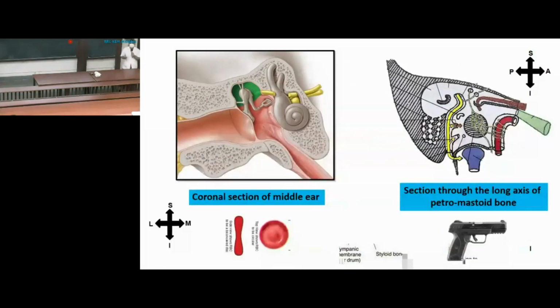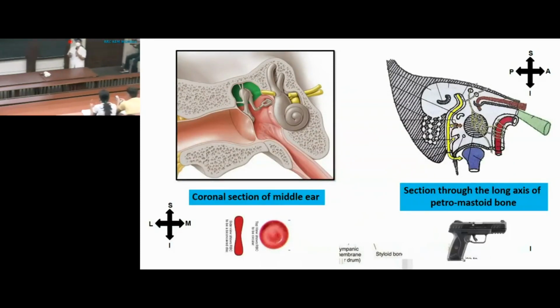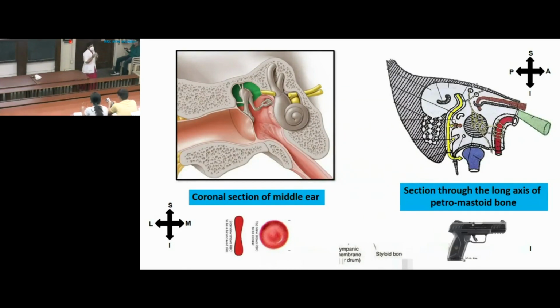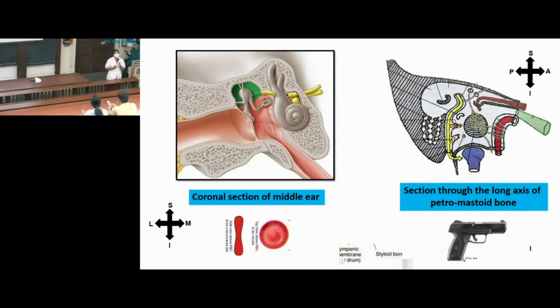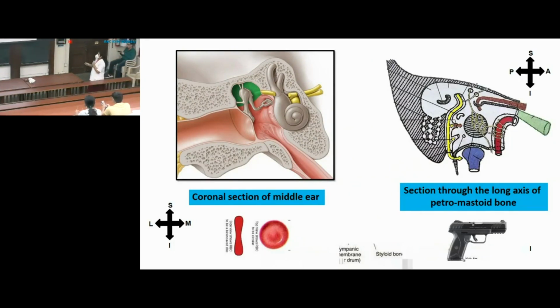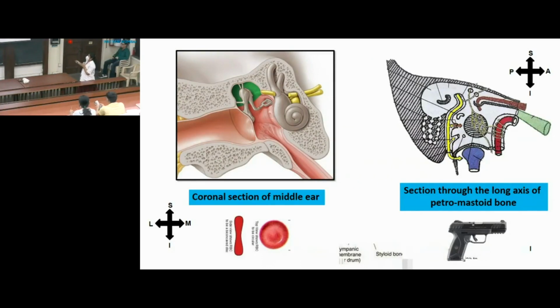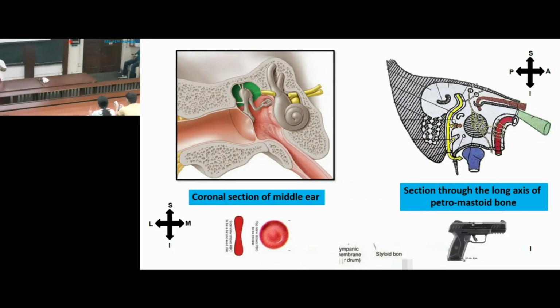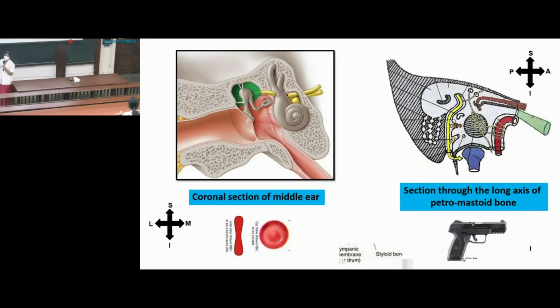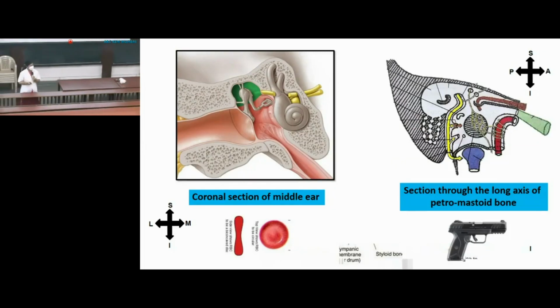If you take section of middle ear, coronal section like this, it resembles section of a RBC, red blood cell. So it is compressed in the middle part, wide in the upper and lower parts. But if you take section which is parallel to long axis of the petromastoid bone, it resembles a pistol. So here you can see the nozzle being represented by auditory tube, the body is represented by tympanic cavity, and the handle is represented by mastoid antrum and mastoid process containing mastoid air cells. Okay, so why this is important? You should know the orientation, how it is placed inside petrous part of the temporal bone.